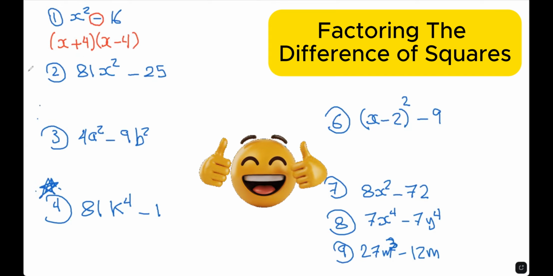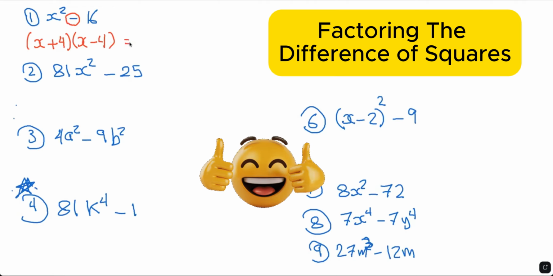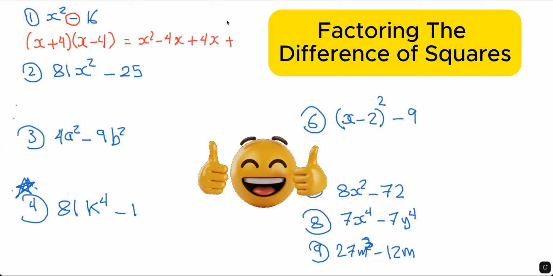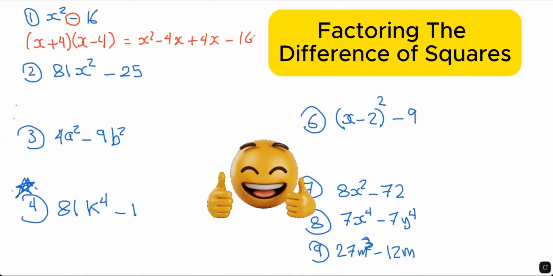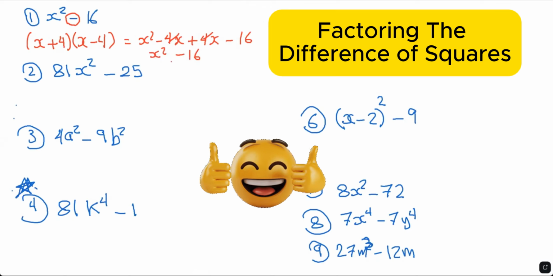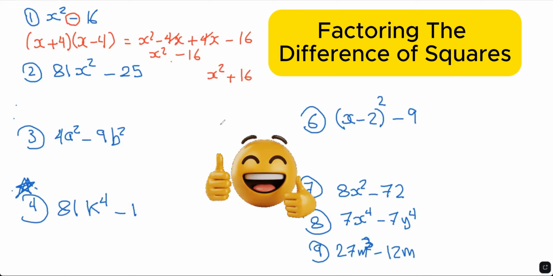Also, I want to bring back to your attention that factoring is the opposite of foiling. So let's say we take x plus 4 and FOIL it with x minus 4. You're going to get x squared minus 4x plus 4x. Sorry, that's minus 16. And if you collect like terms, the negative 4x and the plus 4x are going to cancel. And therefore you get x squared minus 16. So foiling is the opposite of factoring.